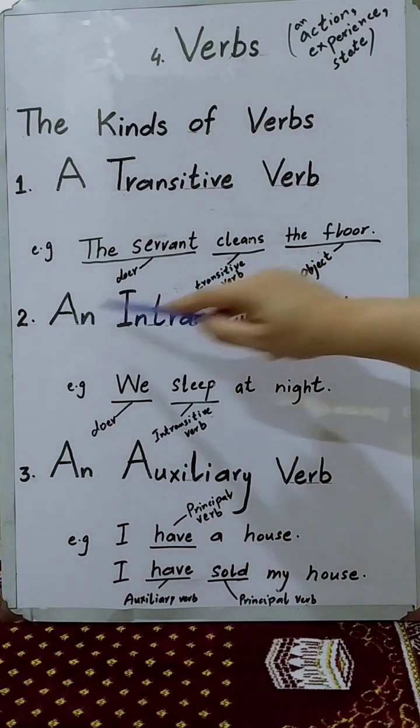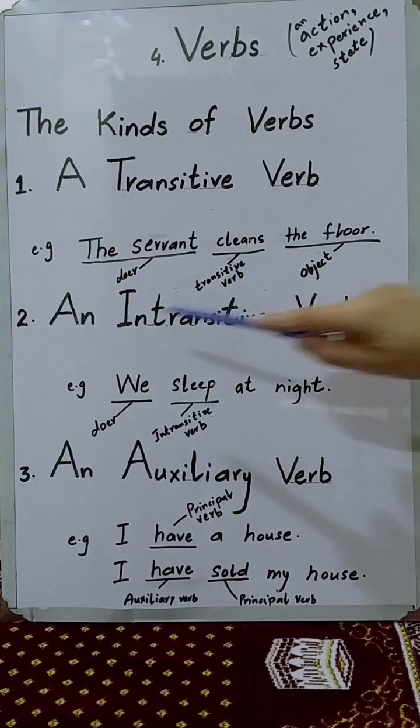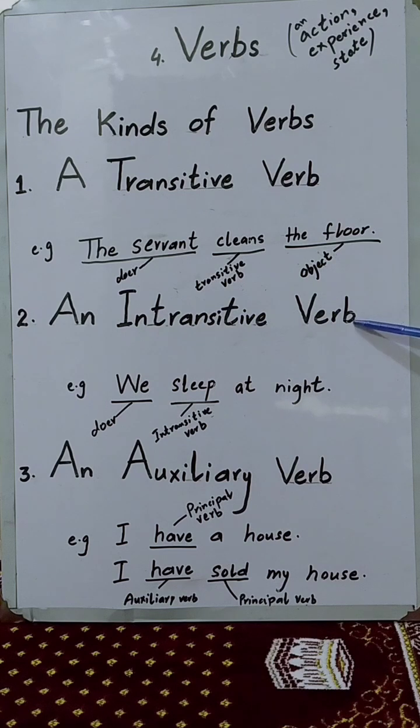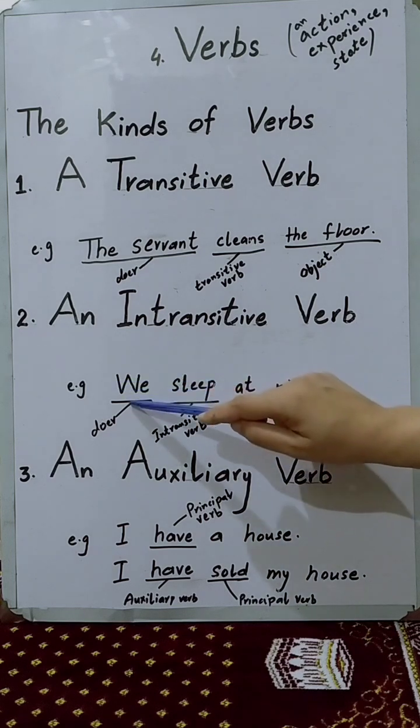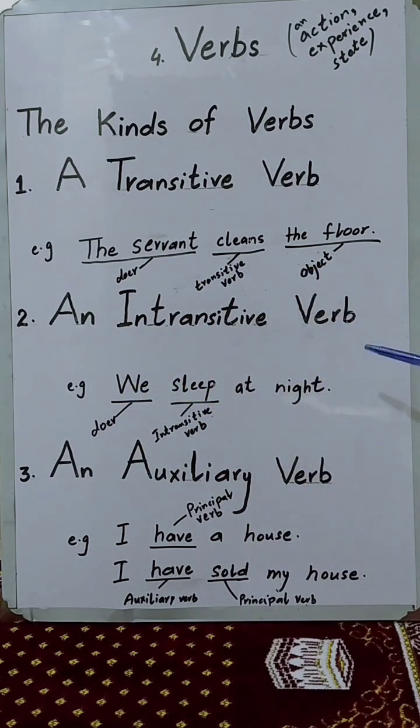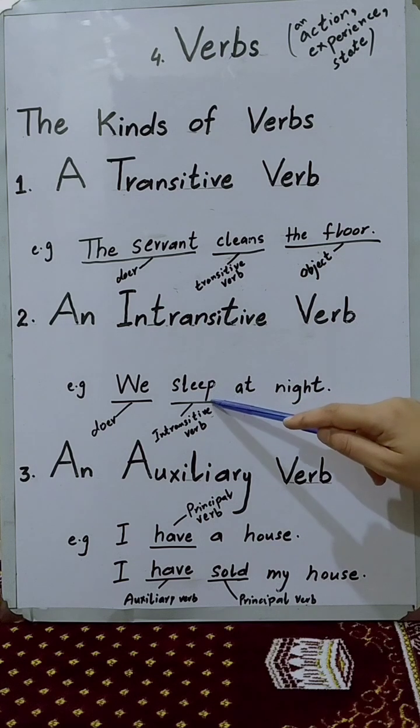What is an intransitive verb? An intransitive verb expresses a state or being, meaning existence. Here the action stops with the doer and doesn't pass from the doer to anything else. For example, we sleep at night. In this sentence, the action sleep doesn't pass from the doer we to any object, right? So the verb sleep is called an intransitive verb.